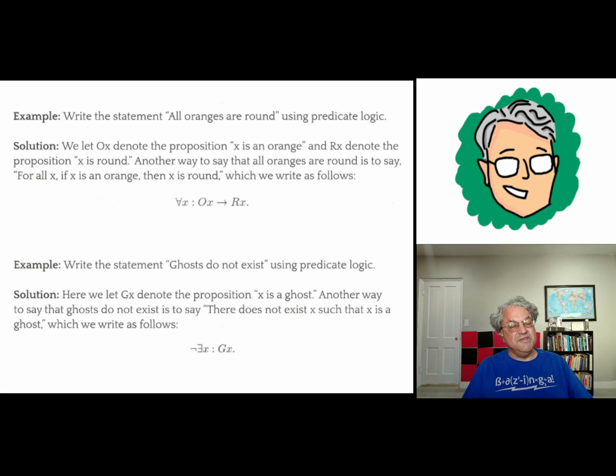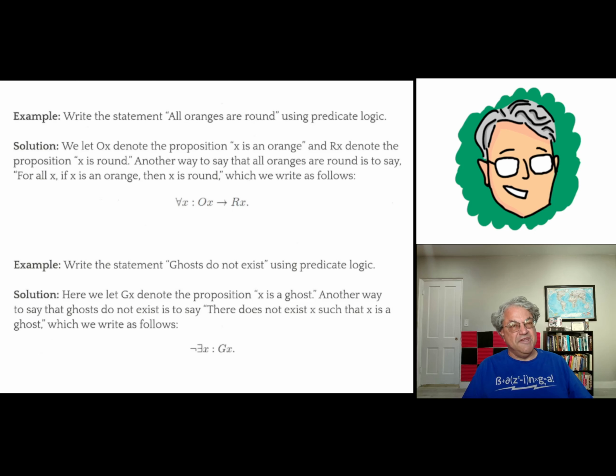And so to say that x exists, we will write upside down E. And now we want to write the negation of that. We're saying ghosts do not exist. It's probably better to translate this into English first. Another way of saying that ghosts do not exist is to say there does not exist an x such that x is a ghost. That's just another way of saying that ghosts don't exist.